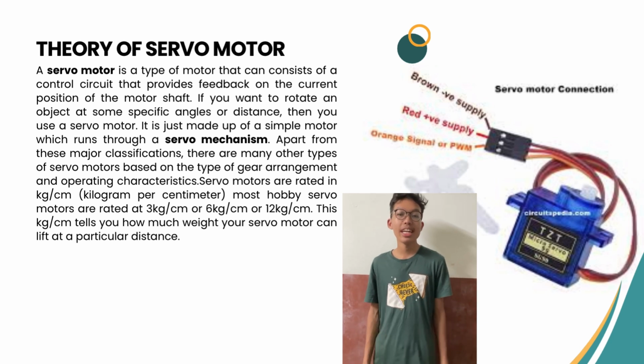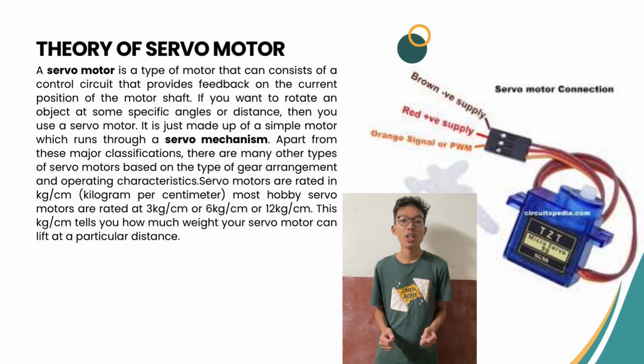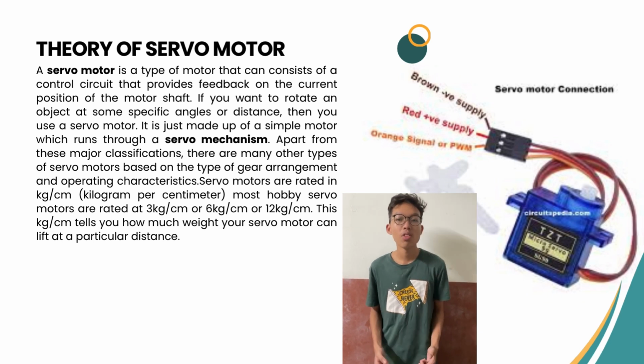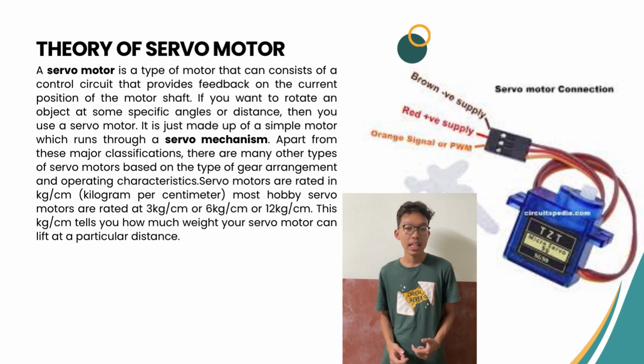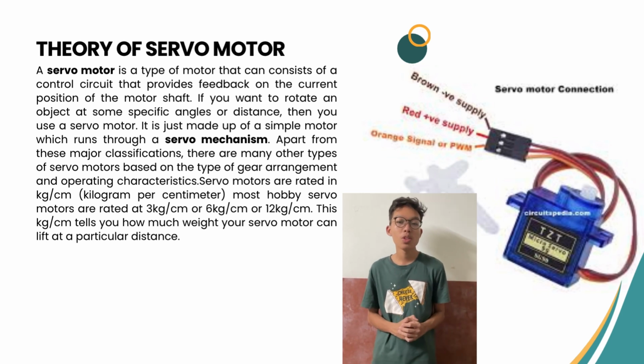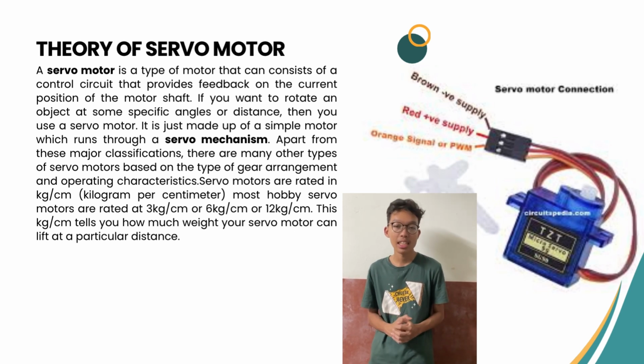So if you want to rotate an object at a specific angle or distance, then you use a servo motor. The servo motor is just made up of a simple motor which runs through a servo mechanism. There are many other types of servo motor based on the type of gear arrangement and operating characteristic.